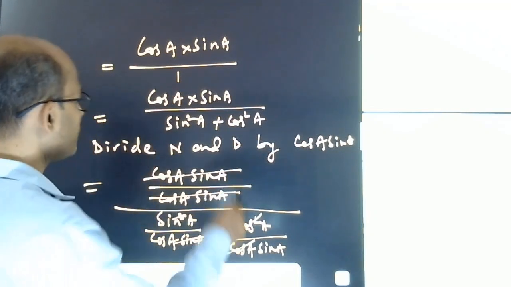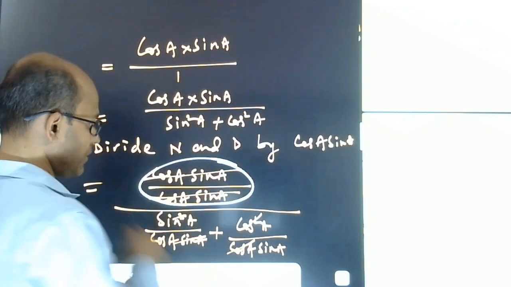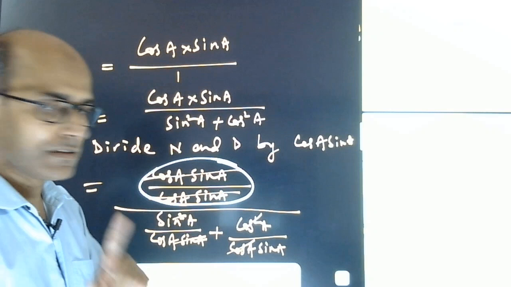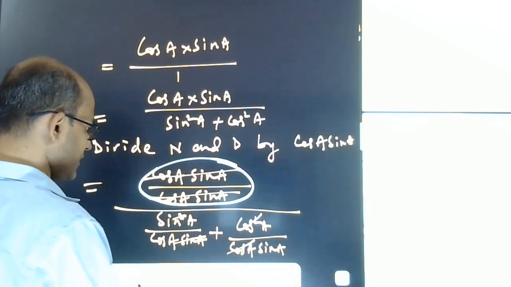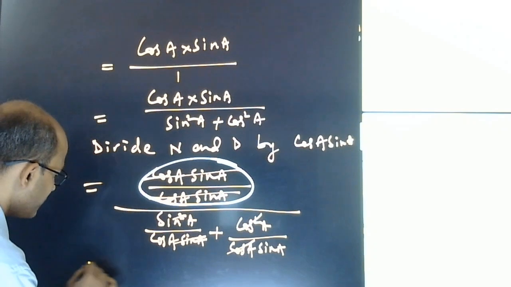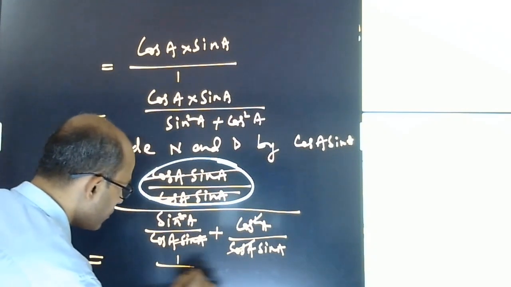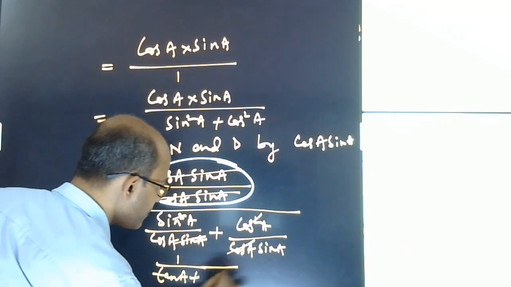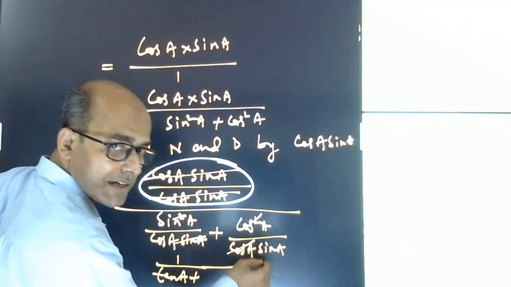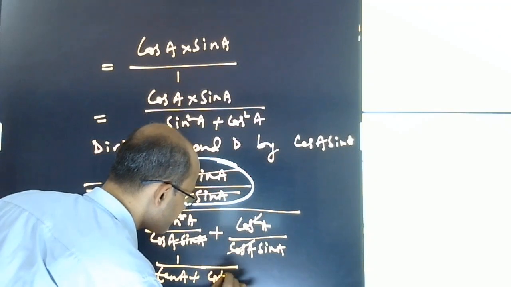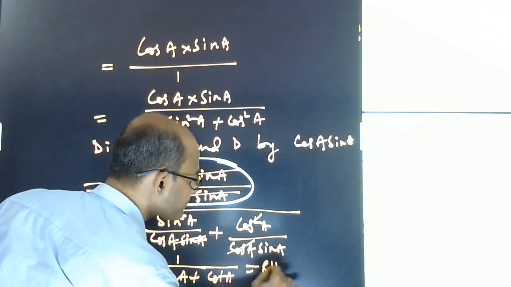This has become our 1. This has become sin A by cos A, which will become tan A. So we can write here 1 upon tan A plus cos A by sin A, which is cot A. That is the RHS.